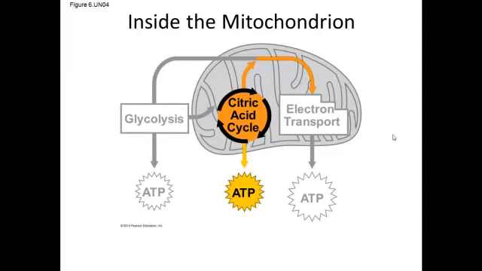This is a reminder that glycolysis occurs in the cytoplasm of the cell. The citric acid cycle occurs within the matrix of the mitochondrion. And then your electron transport chain, the proteins that actually perform that process, are embedded in the inner membrane here. So right now, what we're going to talk about is happening inside of the matrix of the mitochondrion.